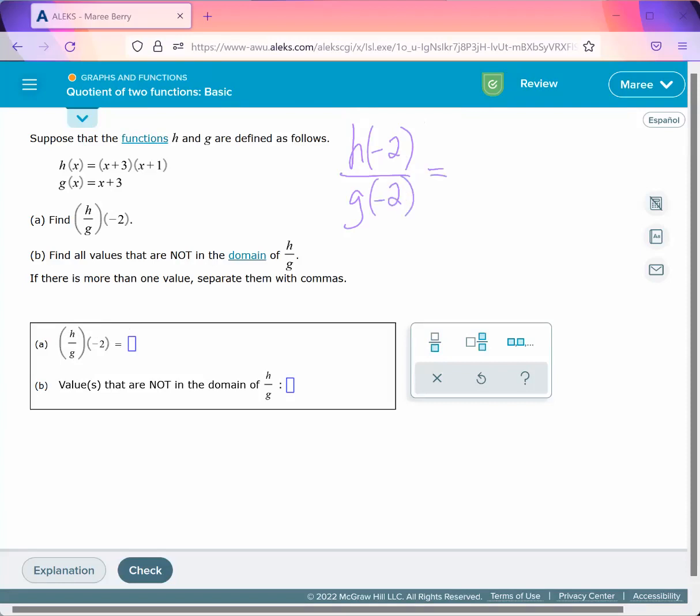So h of -2 is (-2 plus 3) times (-2 plus 1). And g of -2 would be -2 plus 3. Check this out, I'm going to cancel those. I mean, you could figure out what they are, but they'll end up reducing anyway. -2 plus 1 is -1. So our answer will be -1.